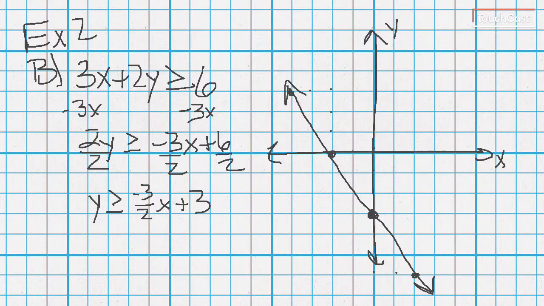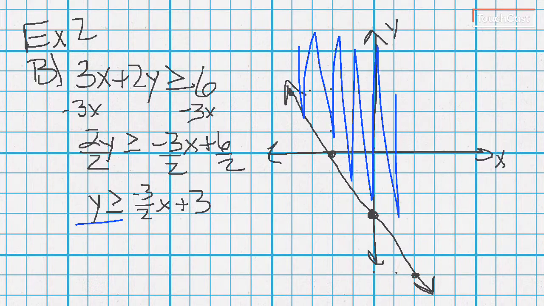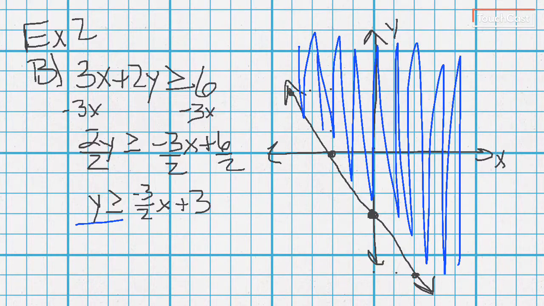Okay, now we've done step 2. Step 3 is deciding which direction we're going to shade. We're going to go above our line or below our line. And remember, we go below if we have y is less than or equal to, and we go above when y is greater than or equal to. And since I see that y is greater than or equal to, I'm going to shade everything that's above my line. And then the graph, again, is our answer. So we're done with example 2.